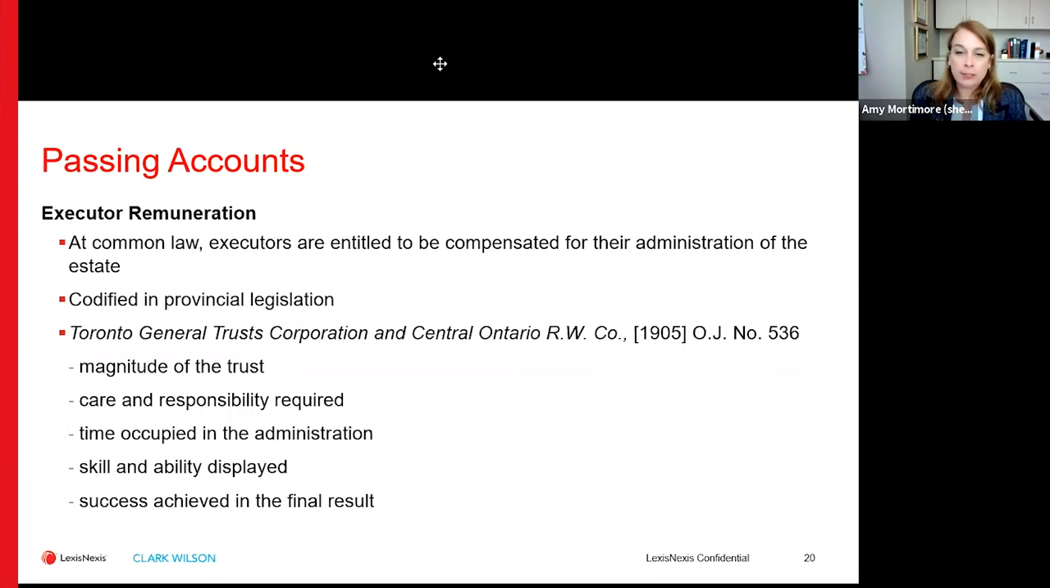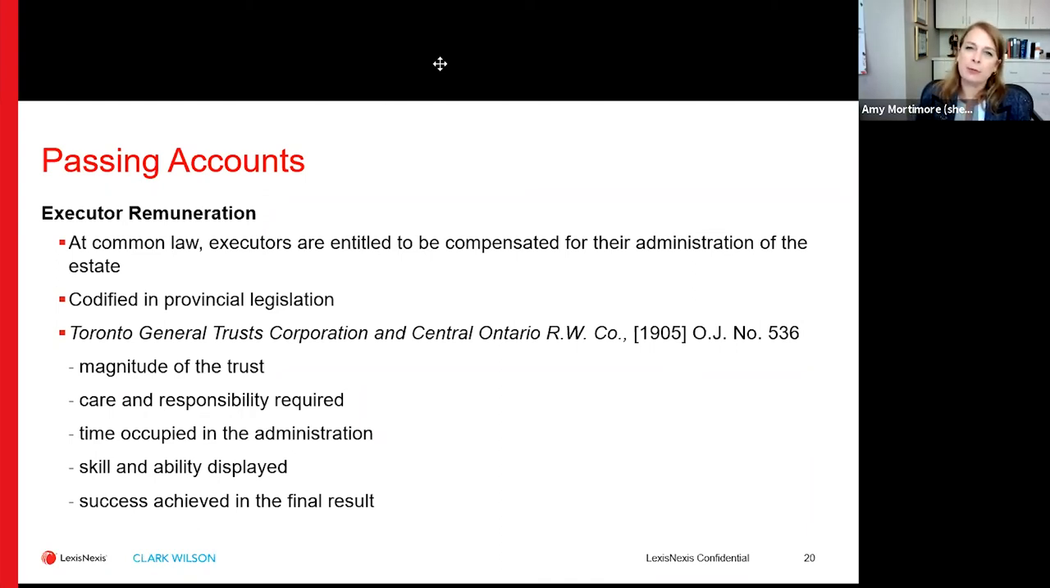So I'm glad you spent a lot of time to really bring us through that and show how it could be done. That test that you formulated and proposed, I think, takes into account the balance that the court is going to need to see as well. So that's that topic. We have one more topic, which I just want to go through at a high level. It's really about passing accounts and executor remuneration.